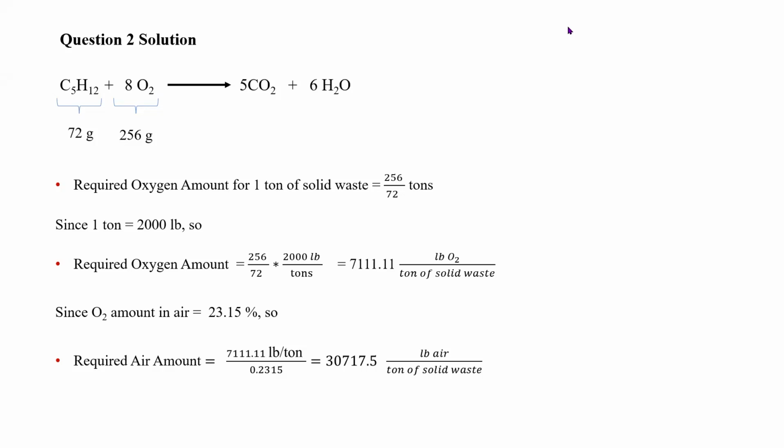And now we can estimate the required air amount by using the relationship between the air and oxygen. As specified in the question, 23.15% of air composes of oxygen, and therefore, to find the air amount, we should divide the required oxygen amount by this percentage value. And so we can estimate the required air amount as 30,717.5 pounds per ton of solid waste.